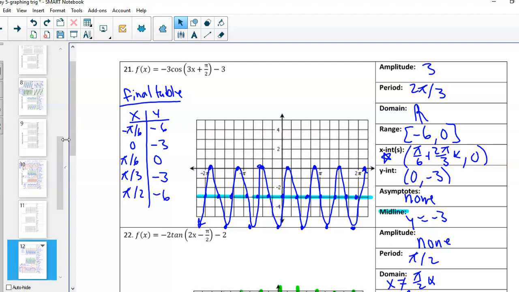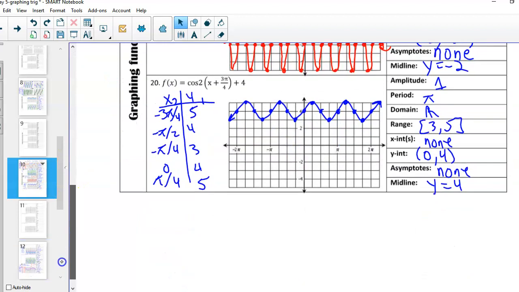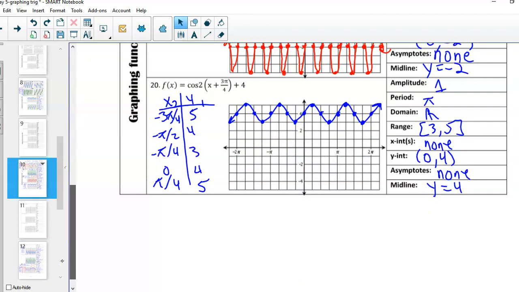Can I ask a question on number 20? So if the period's pi, why is it coming back to the midline at every pi over 2? It was shifted left 3 pi over 4. If it wasn't shifted like that, then it might not be doing that. Because both of those things happen, I guess is the answer to your question. Really, that's just how it happened to work in this case.